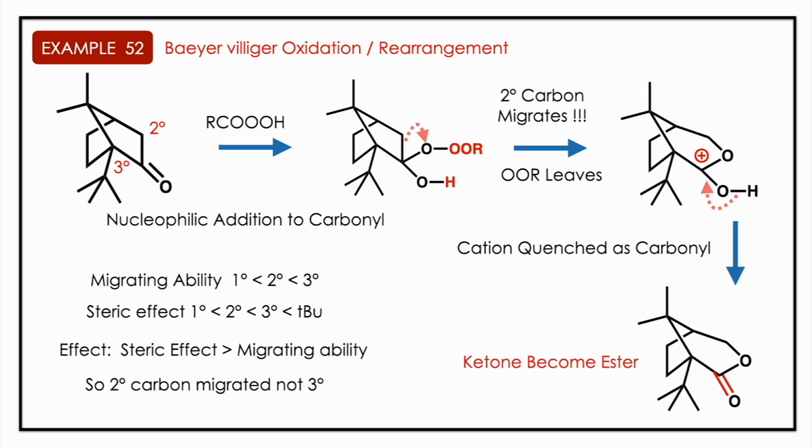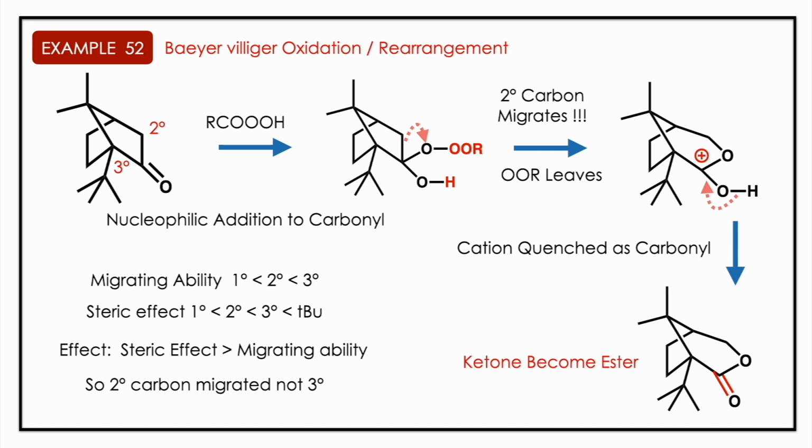So the peracid attacks the carbonyl through nucleophilic addition, which creates a new CO bond and OH bond. The new bonds make the carbon unstable, so one carbon should migrate. Here tertiary has a high steric effect. Even though it can stabilize the carbon, the tertiary butyl group cannot migrate. So the methylene group migrates. You have a new CO bond and a cation near the alcohol. The cation near the alcohol is quenched as carbonyl. You end up with an ester and ring expansion.